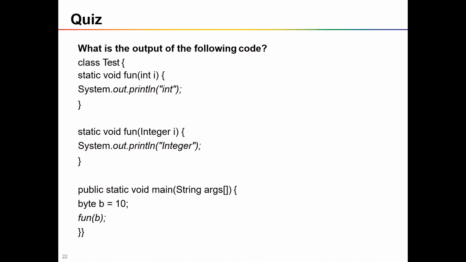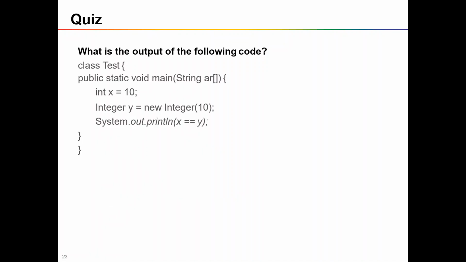So here we have a method with an int primitive as an argument, a method with an Integer object as an argument, and byte b equal to 10, function of b, right? In that case, you are passing a byte variable. So byte can be widened into int type. In that case, the first method will get matched and int will be printed.